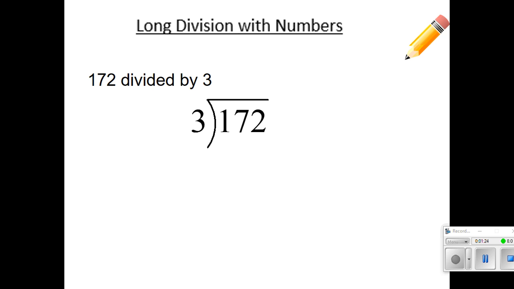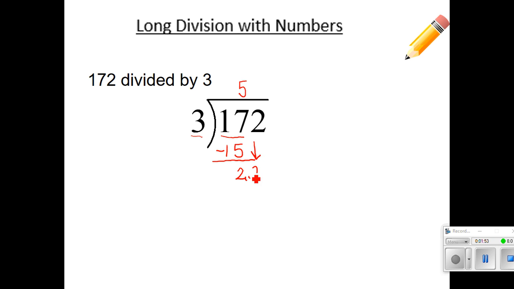So 172 divided by 3. Okay. So how many times does 3 go into 1? Well, it doesn't. Okay. So now you ask yourself, how many times does 3 go into 17? That would be 5. 5 times 3 is 15. Then you write a line and you subtract, because division is repetitive subtraction. So 17 minus 15 would be 2.